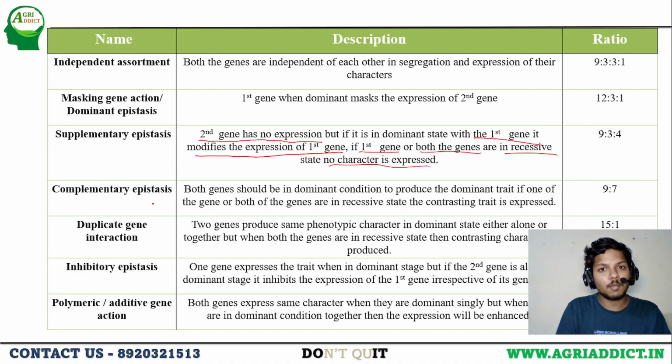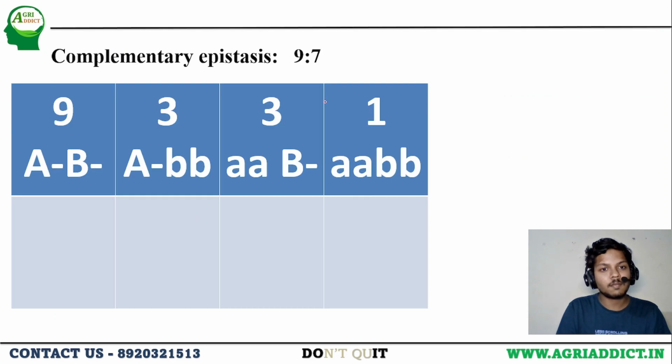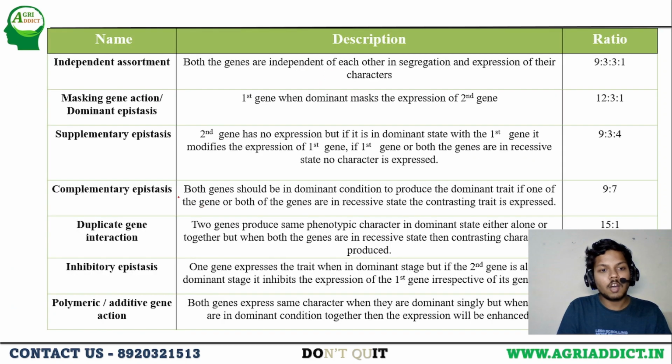Next one is complementary epistasis. Here you can get 9 is to 7. How? We will discuss. Complementary epistasis means both the genes are in dominant condition to produce the dominant trait. If one or both genes are in recessive state, then the contrasting trait will be expressed.